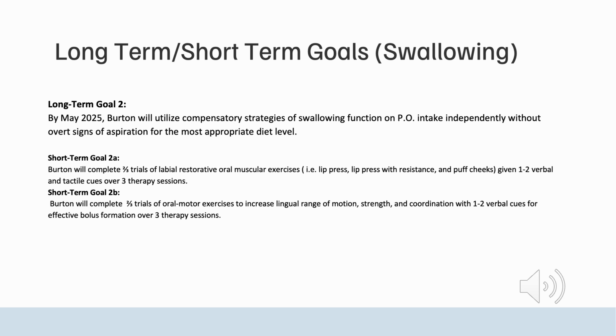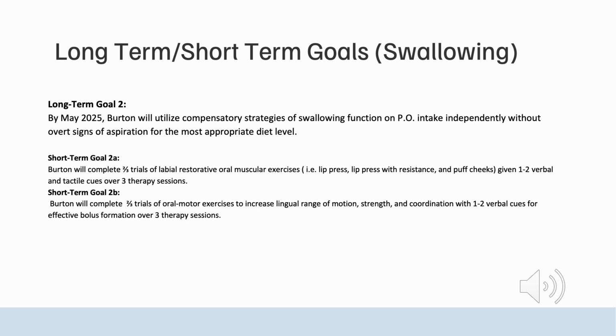The first one is Burton will complete 2 out of 3 trials of labial restorative oral muscular exercises such as lip press resistance and puffing cheeks, given 1 to 2 verbal and tactile cues over 3 therapy sessions.